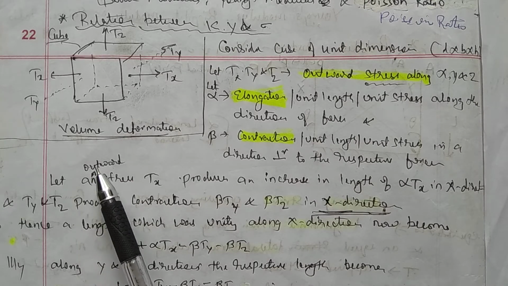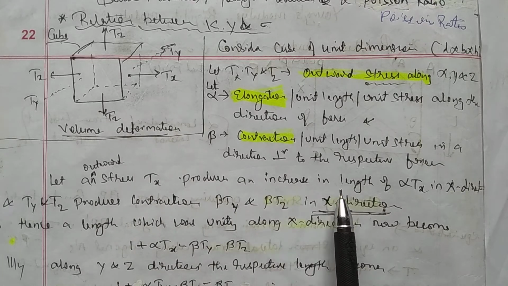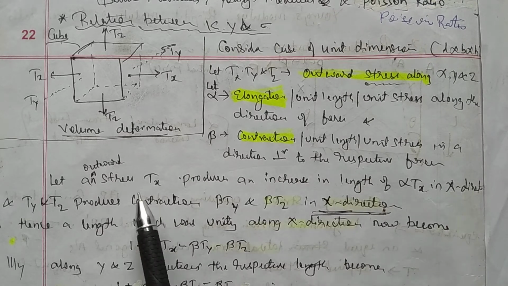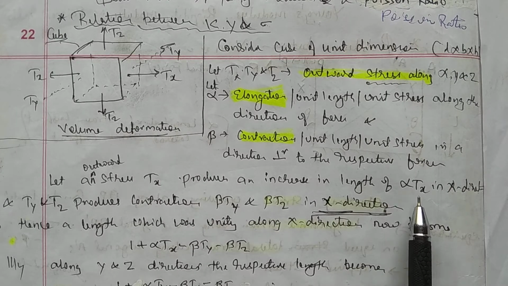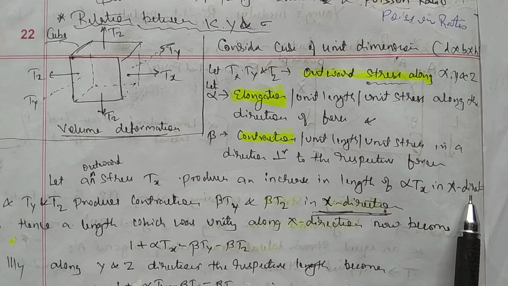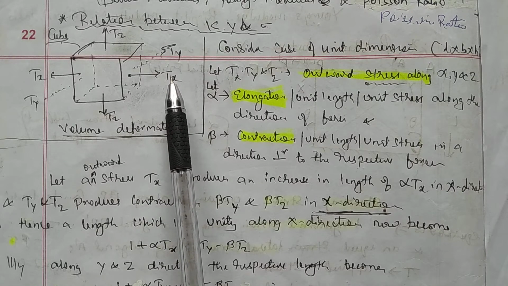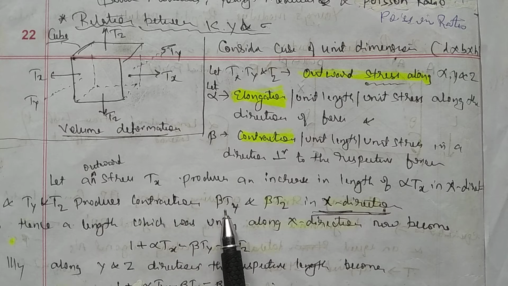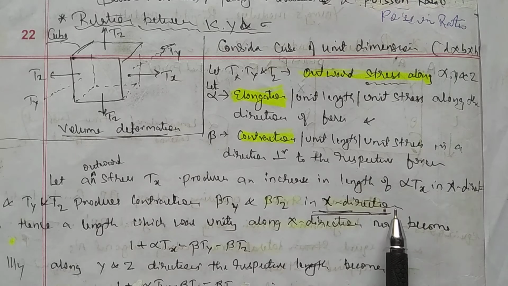Now an outward stress Tx produces an increase in the length of alpha Tx in the x direction. As it increases along the x direction, we observe there is a contraction in the other two directions, that is, Ty and Tz produce contractions, beta Ty and beta Tz, in the x direction.